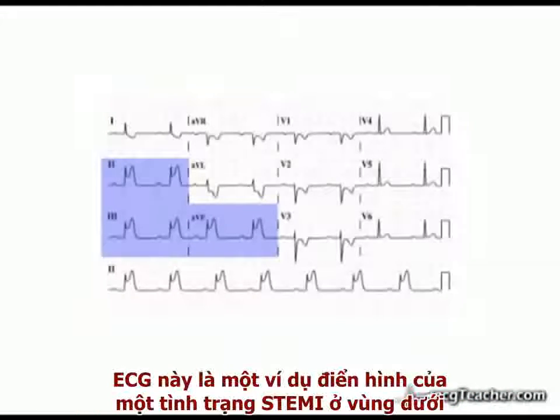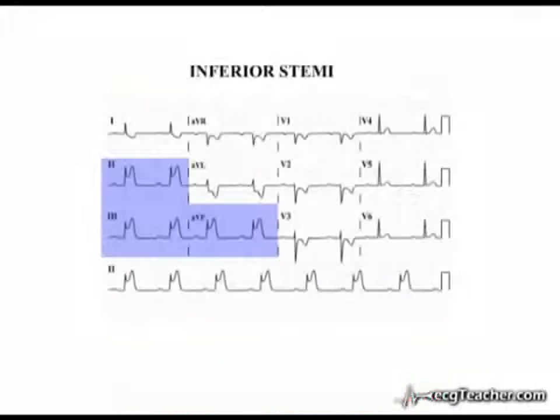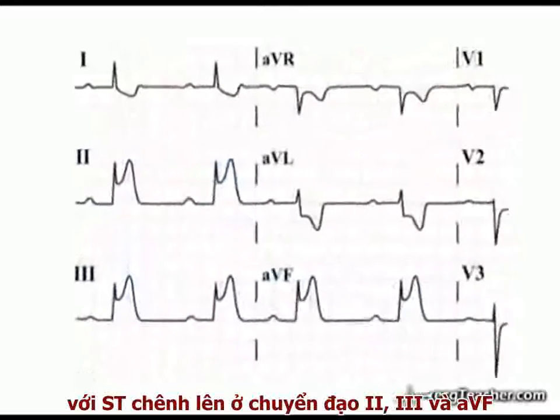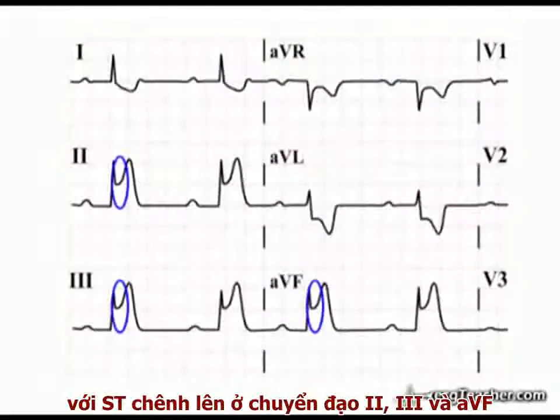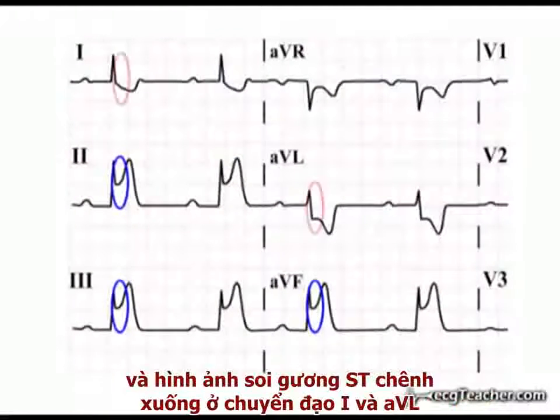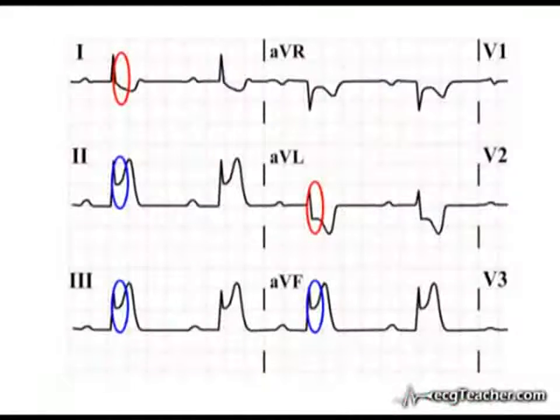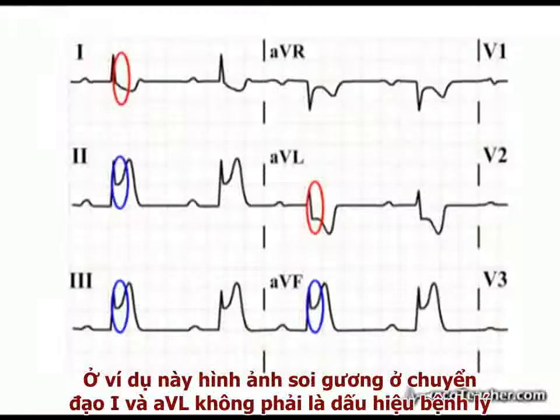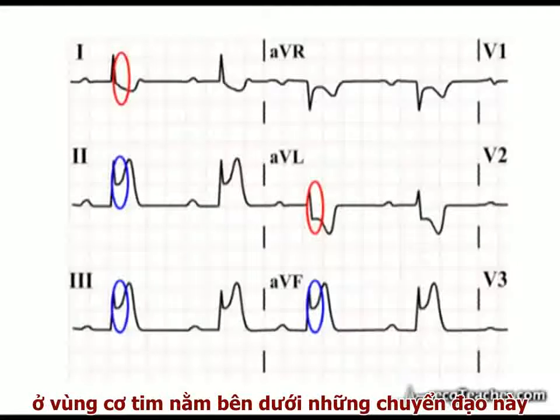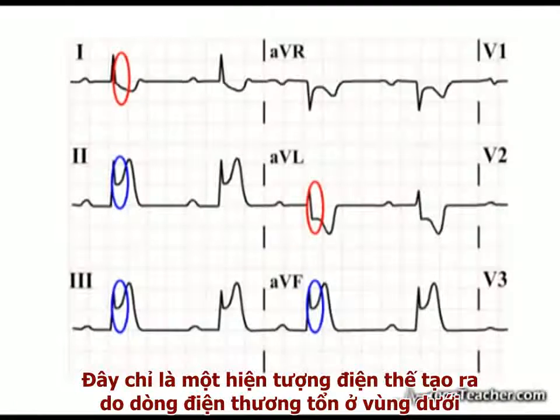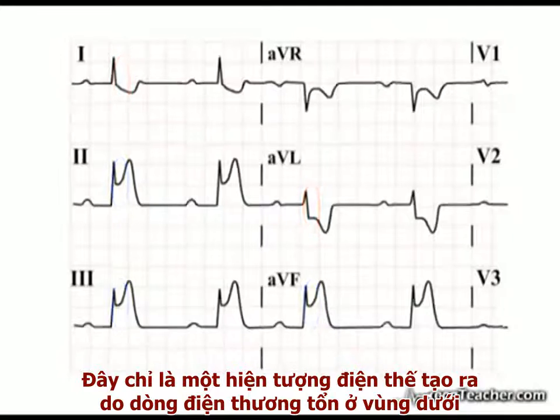This ECG demonstrates the classical pattern of inferior ST elevation MI, with ST elevation in leads 2, 3 and AVF, and reciprocal ST depression in leads 1 and AVL. In this example, reciprocal change in leads 1 and AVL does not indicate disease in the region under these leads. It is purely an electrical phenomenon produced by injury current in the inferior region.